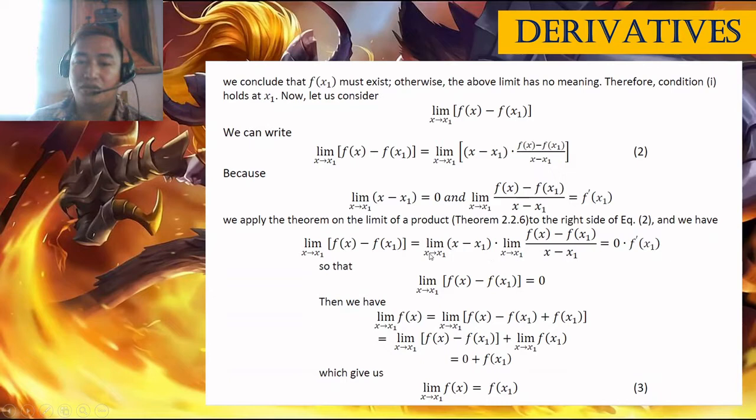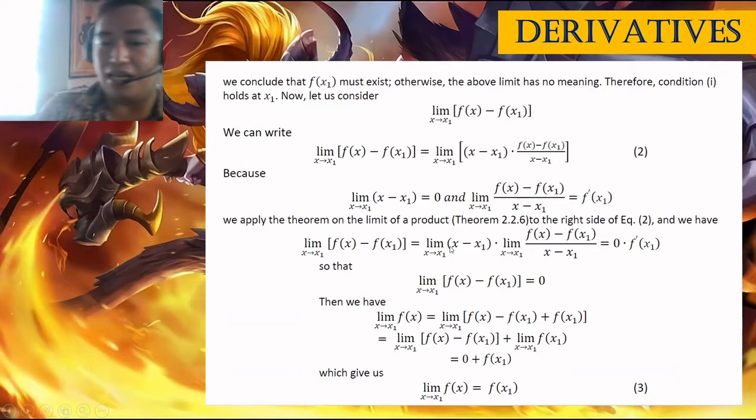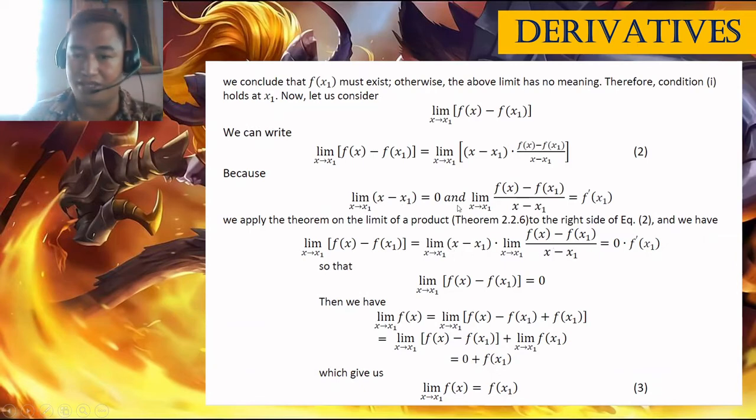Okay, so the theorem from our previous class says that the limit of a product is the product of their limits. So we take the limit of this one, then the limit of that one. The limit of this is 0, which we already solved, and the limit of f prime of x sub 1 is f prime of x sub 1. So 0 times f prime of x sub 1 is 0. So in this class, the limit of f of x minus f of x sub 1 is equal to 0.